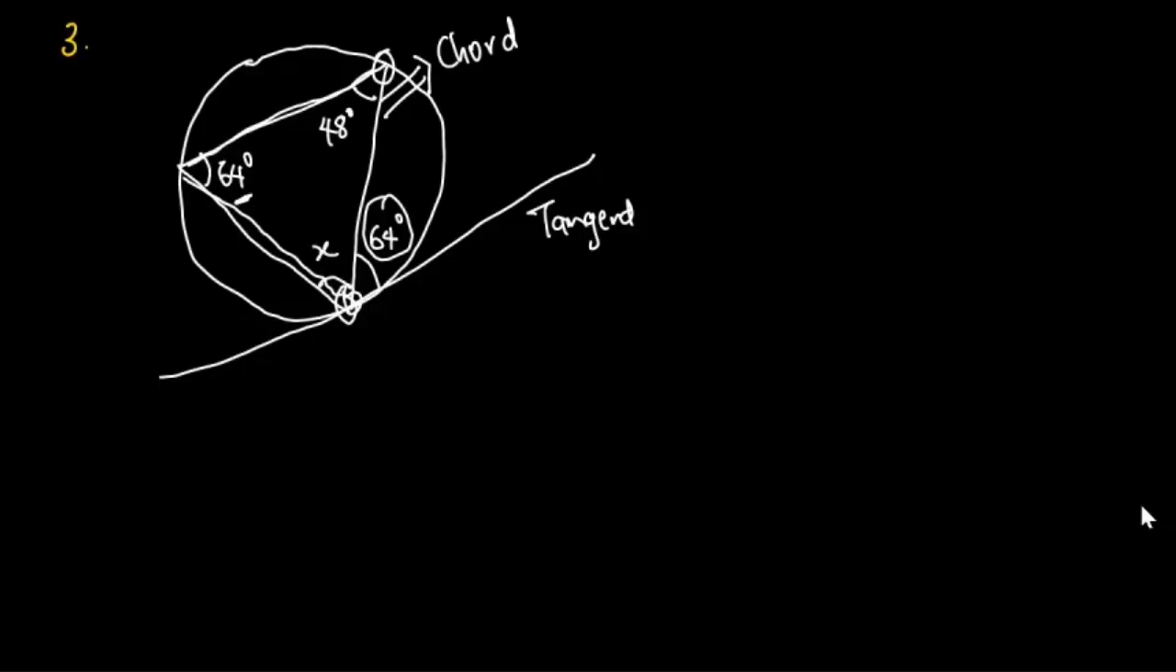Now, when you have done that, you now have a triangle. So let me mark the triangle A, B, C. So we have a triangle. And again, the sum of angles in a triangle is equal to 180 degrees.